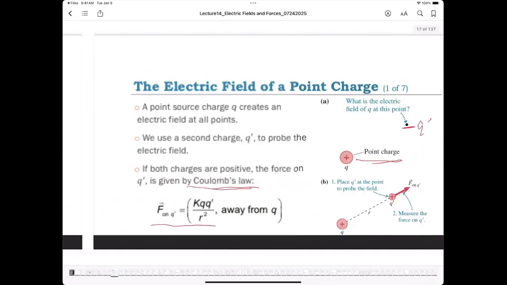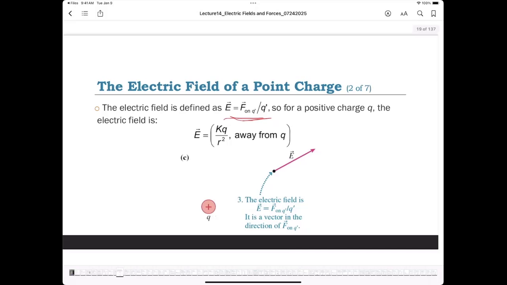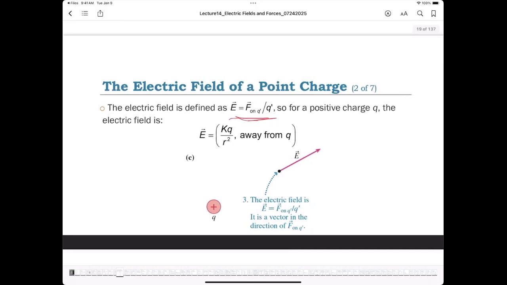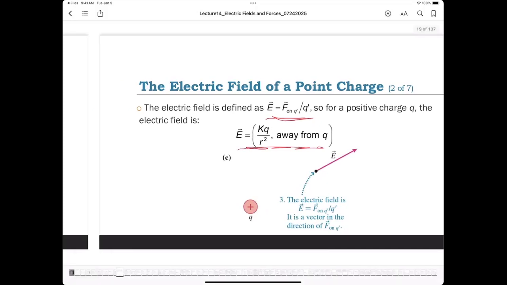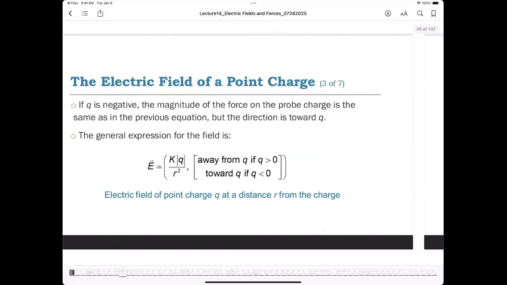So for the Q dot, we know this is a force on Q dot, and this is a charge Q dot. For the positive charge Q, the electric field uses this equation, directed away from Q. Because, as we discussed, if the charge is positive, the electric field vector is in the same direction as the force on the charge. If it is negative, it will be opposite to the force.